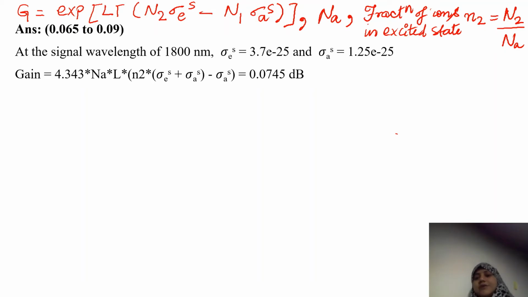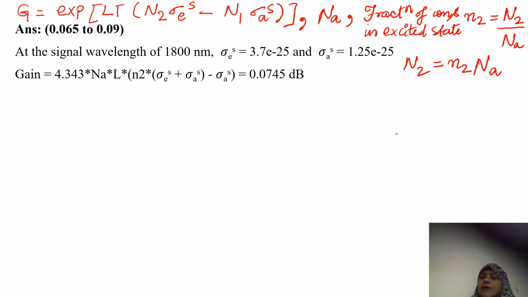So we have been given that small n2 is 85%. So this capital N2 can be written in terms of the fraction of the ions in the excited state times Na. What is Na over here? The total number of ions. Okay, so we sorted out the number of atoms in the excited state.